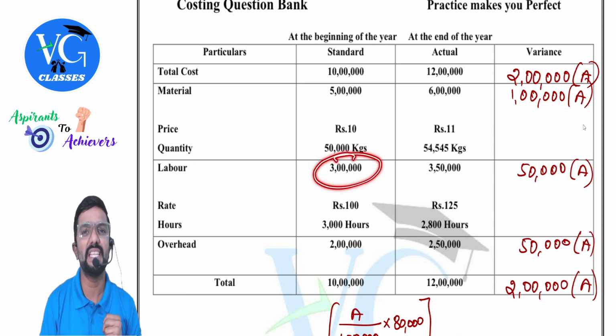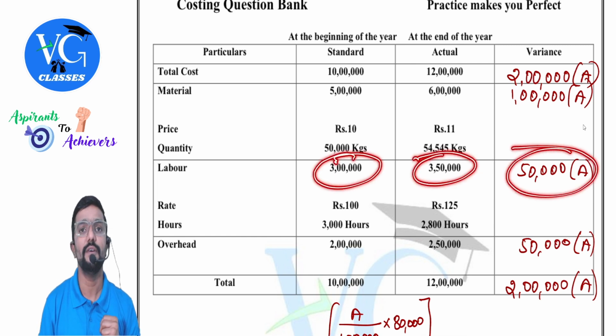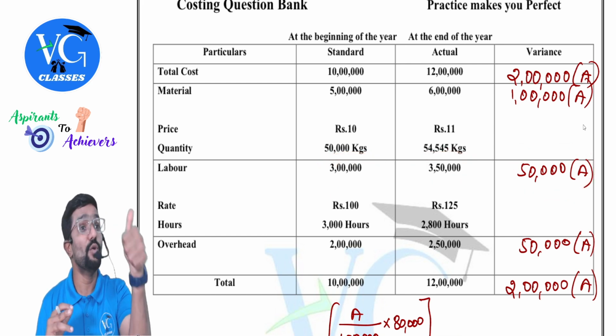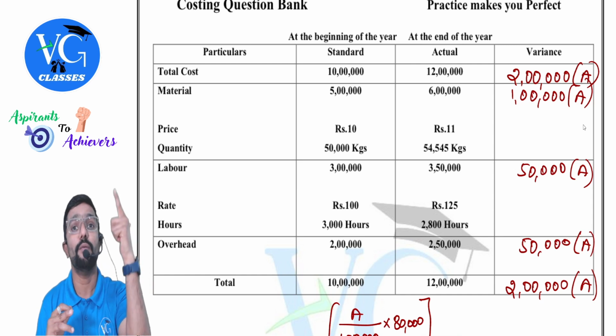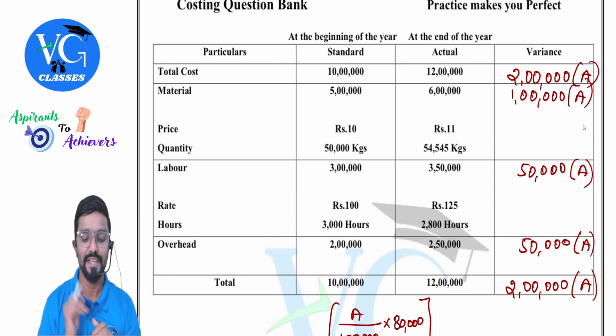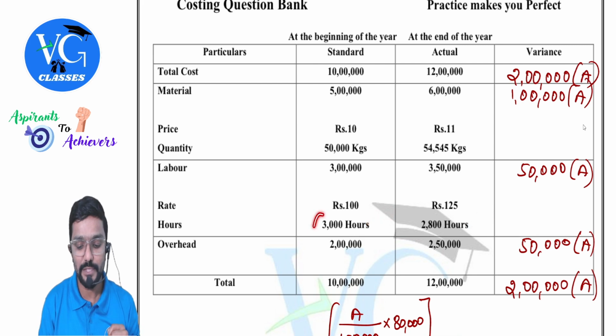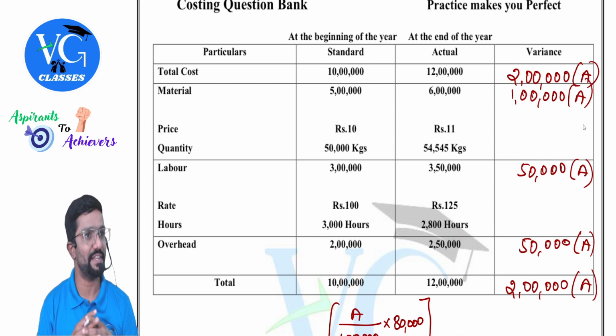I was supposed to incur 3 lakhs standard labor cost, but I have incurred 3.5. That means there is an adverse of 50,000. Now let us try to figure out the reason. Maybe I have taken more hours to complete the job, or I have paid more rate to my workers. I was supposed to work only for 3,000 hours to complete this work, but we have worked for 2,800 hours. Good, sir. We have saved the time. Really good. Okay. So that means with respect to hours, we will get positive variance.